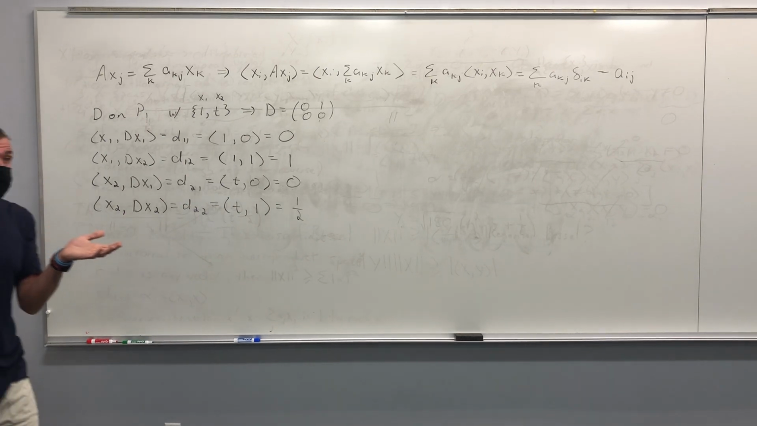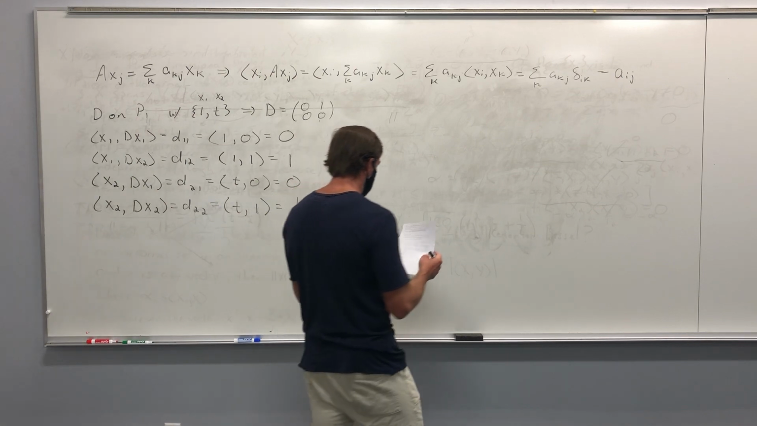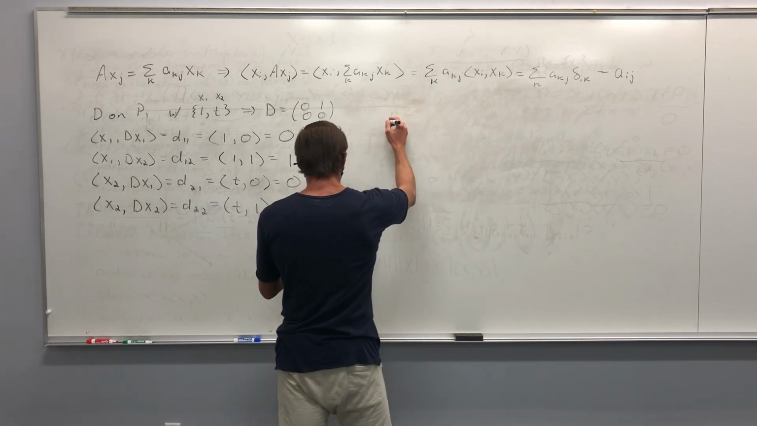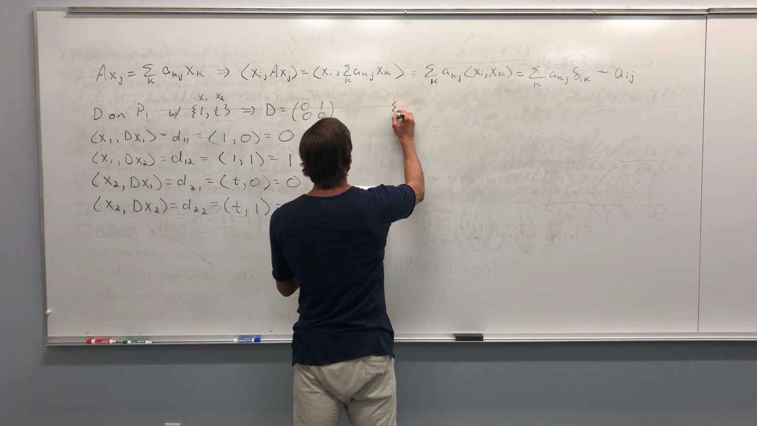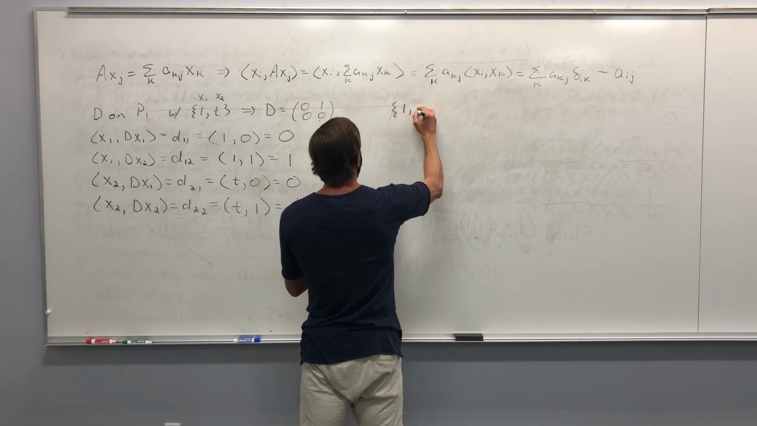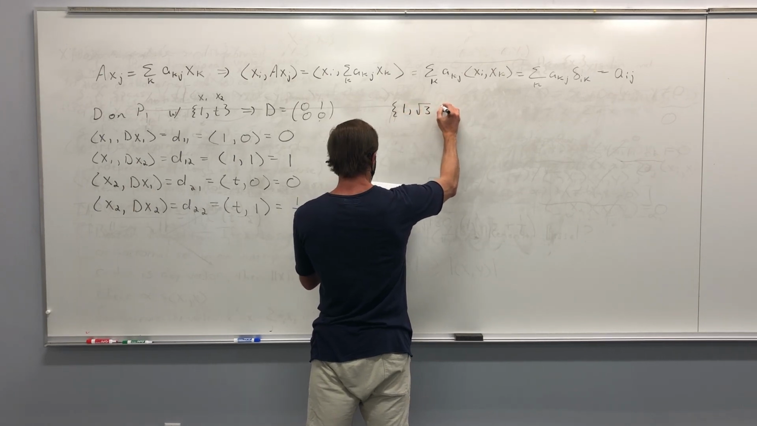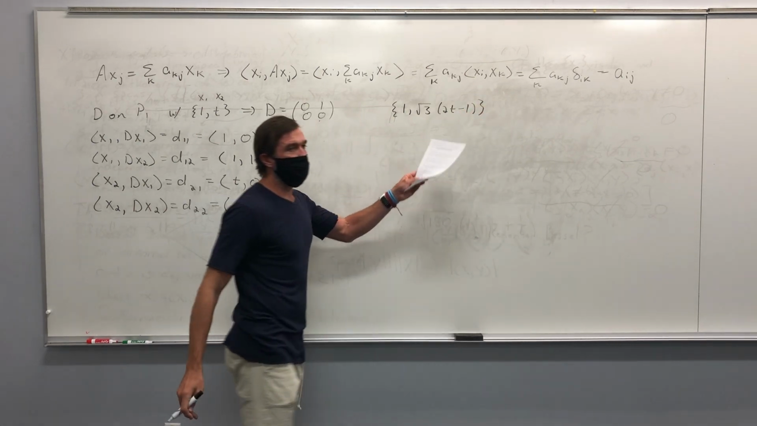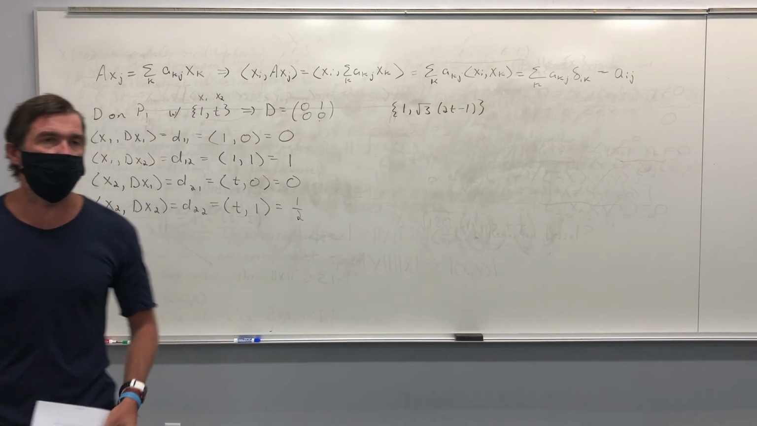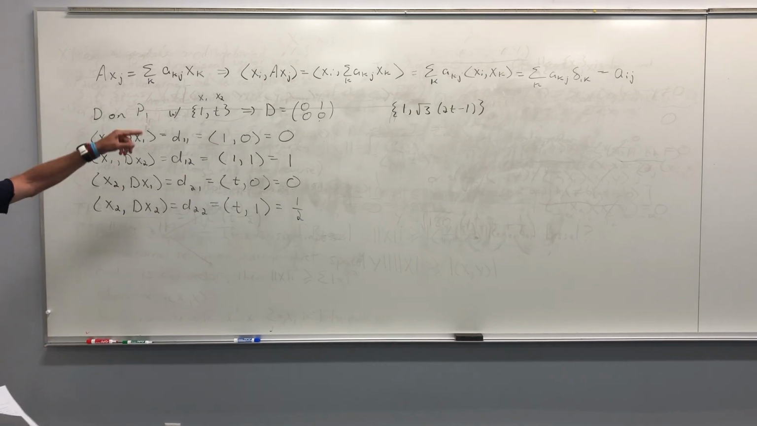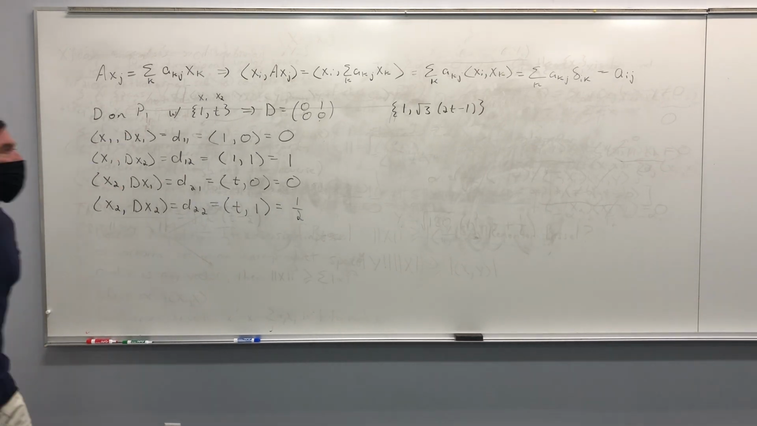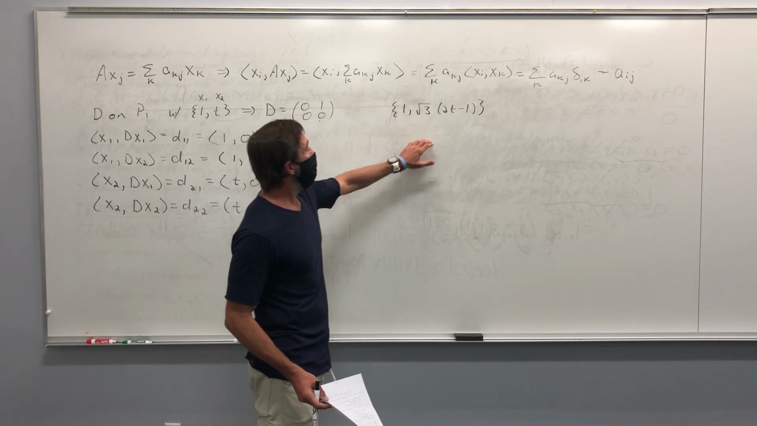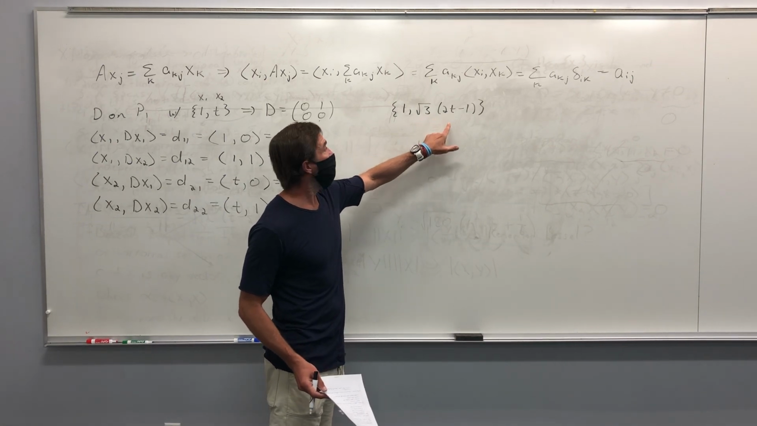So let's see what it looks like with an orthonormal basis. If instead we work with the orthonormal set 1 and √3 times (2t minus 1). This is the same first two orthonormal basis vectors we got from Gram-Schmidting P2 a few minutes ago, except it was written as √12 times (t minus 1/2).